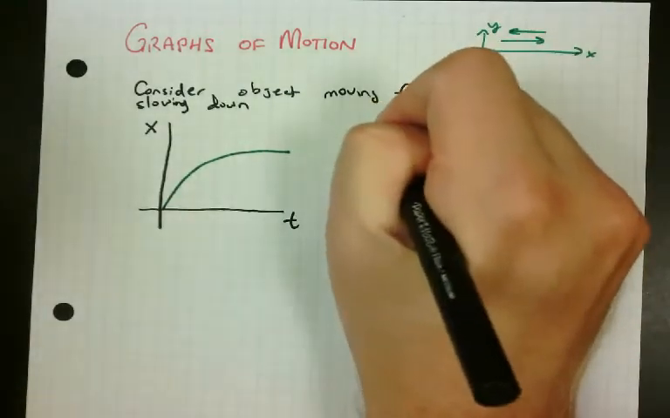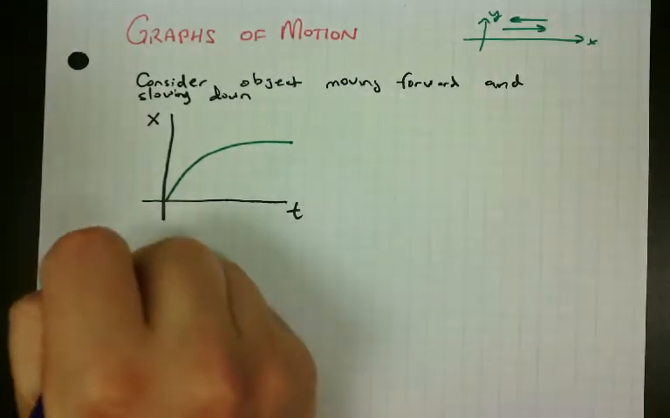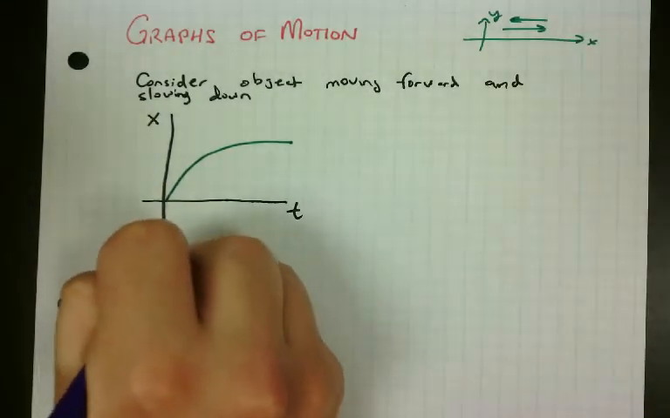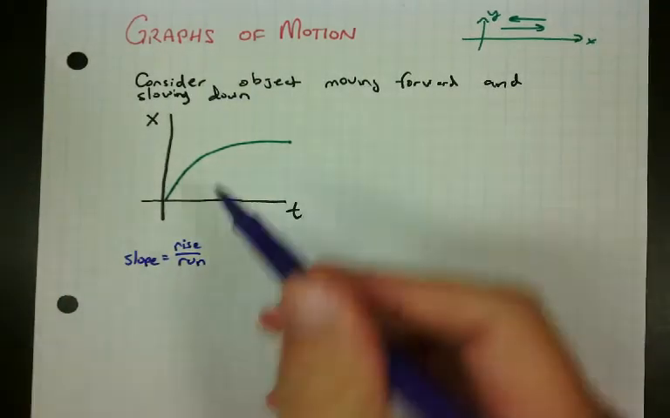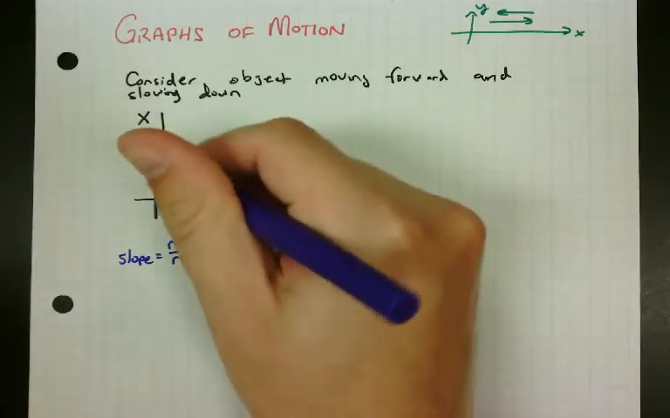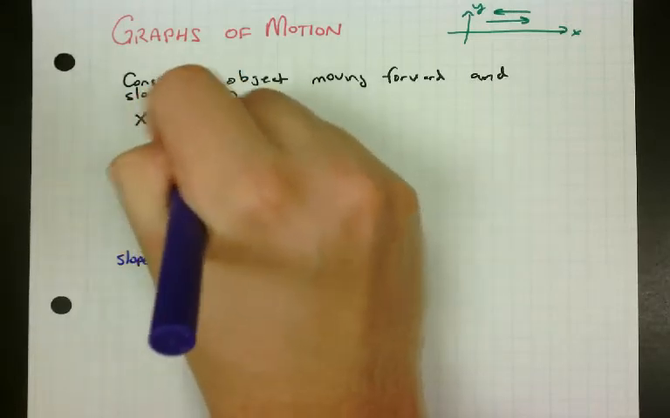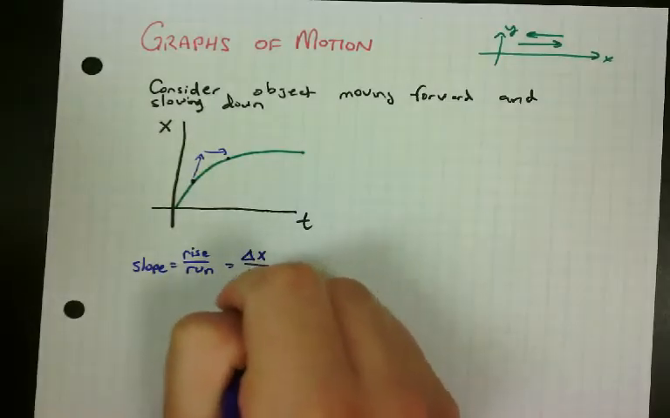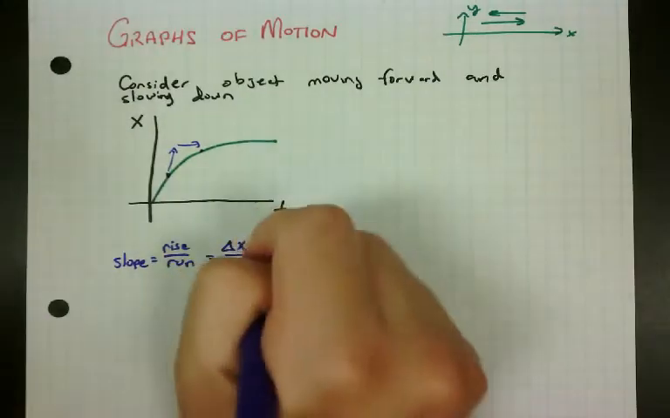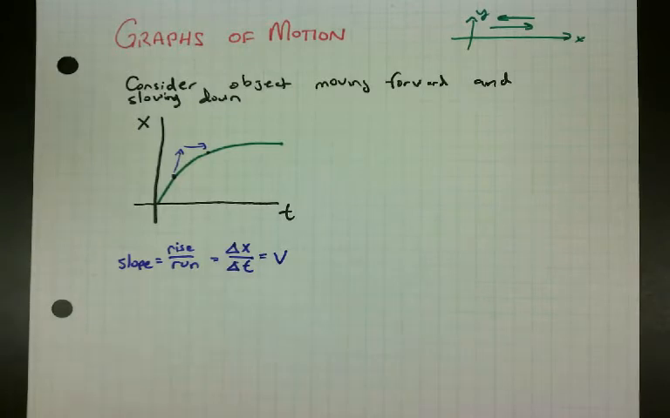What if instead, well, let's talk about what we already know about this, right? We know that the slope of a position time graph is going to be equal to rise over run. It always is. But the reason we can say that the slope is equal to the velocity is because the rise is a change in x, right? So if you pick 2 points and you measure the rise, the rise is a change in x, and the run is a change in time. And that is the equation for velocity. That's why the slope of a position graph gives you velocity.